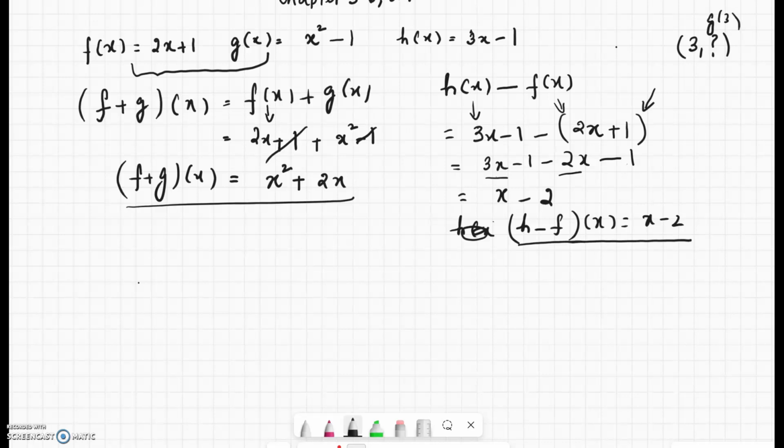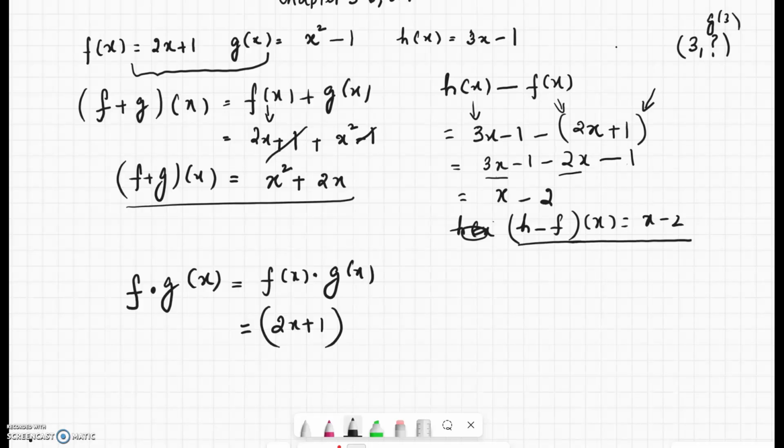Let's say I want to multiply the function f with the function, let's say g, and I want to write it as an equation in x. So my function f, so this is f of x times g of x. So I take the function f of x, which is 2x plus 1. Do not forget the parentheses because it is a sum of two numbers, times g of x, which is x squared minus 1.